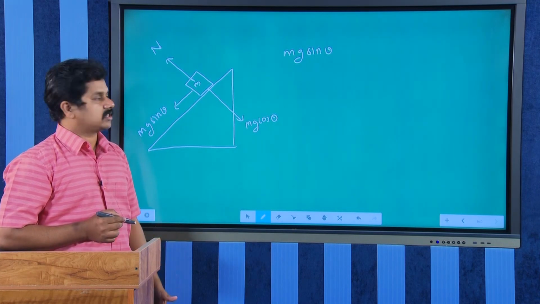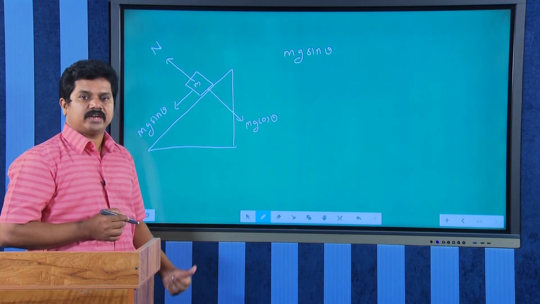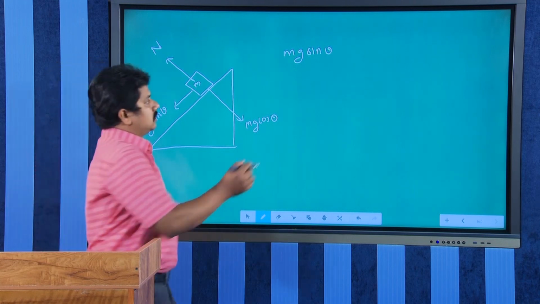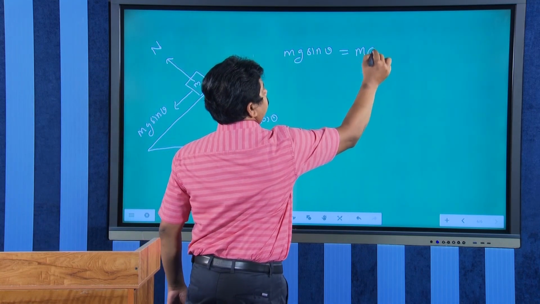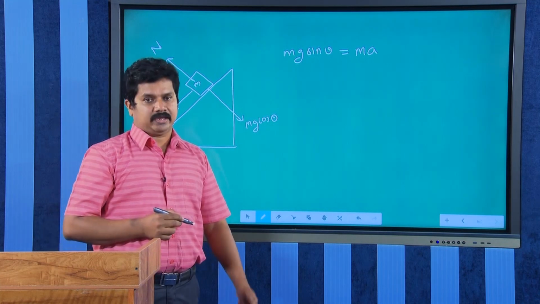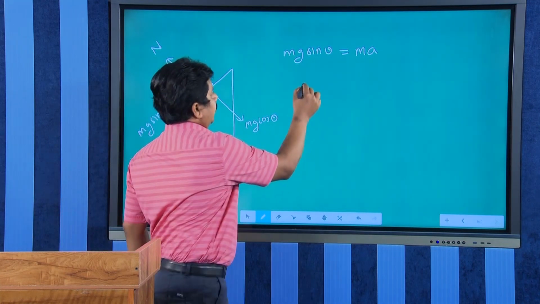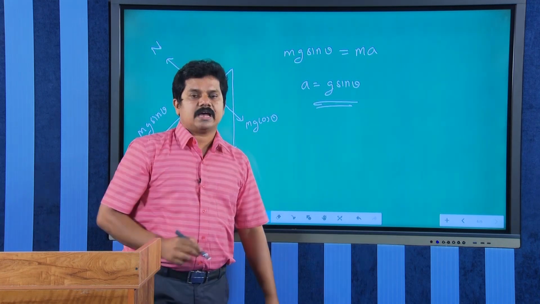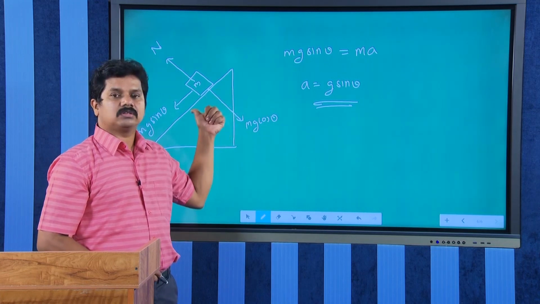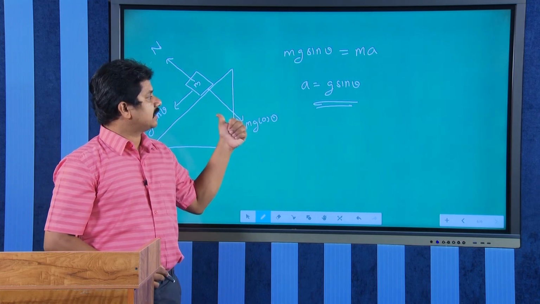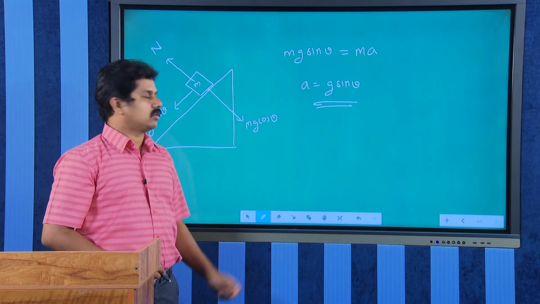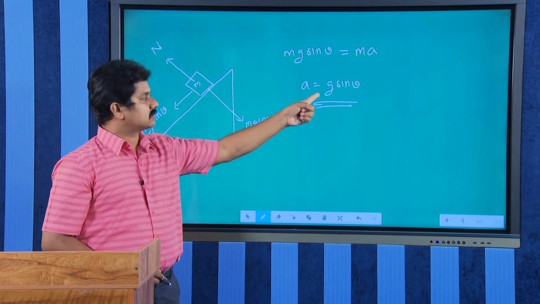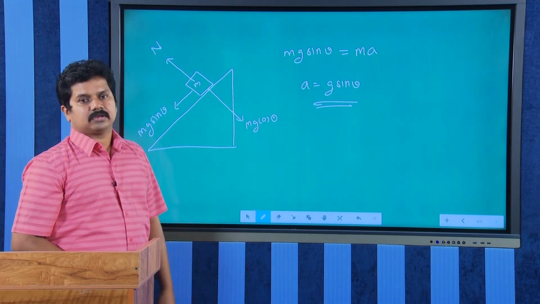Now, what will be the acceleration? How do we find the acceleration? We know net force acting is equal to mass of the block into acceleration. So, mg sin theta equal to ma, right, or acceleration a equal to g sin theta, right. So, this is the acceleration of this block along the plane, right. g sin theta will be the acceleration of this block along the plane. So, the block will slide down along the plane with an acceleration g sin theta, right.